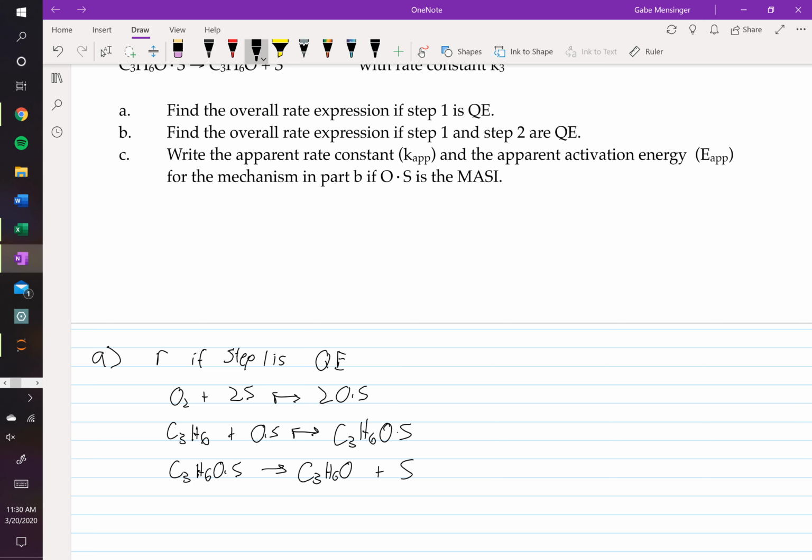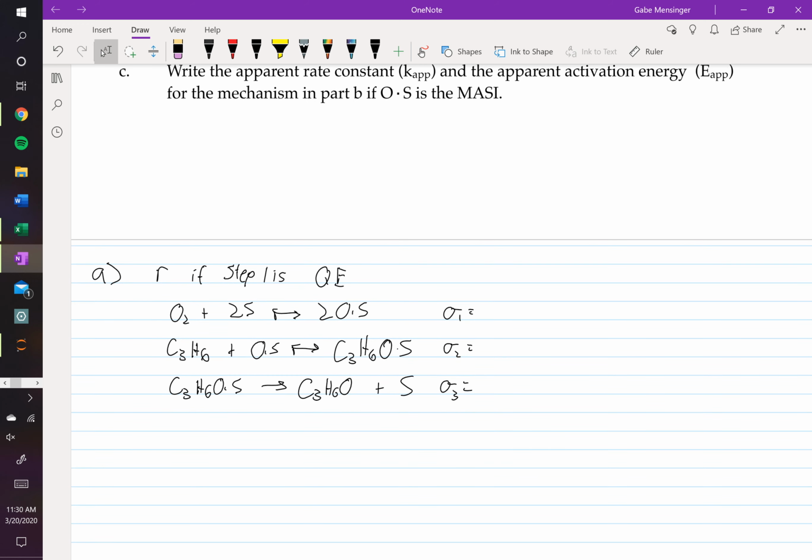And that's our mechanism. So first we need to ultimately find our stoichiometric numbers, these fancy little sigmas. And the important thing to remember, kind of similar to how we did rate expressions before, is that no intermediates show up in the final expression.